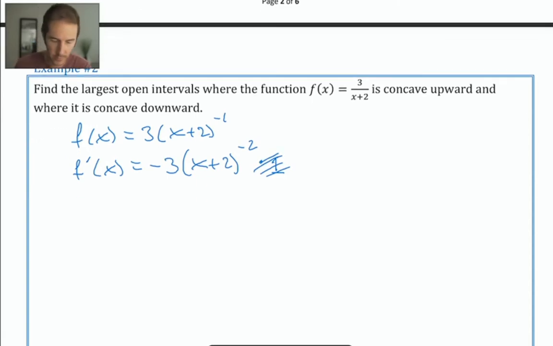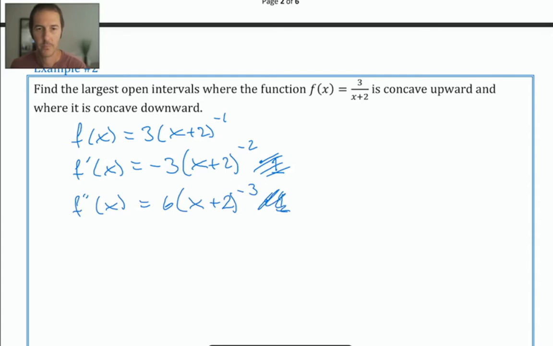Now let's find the second derivative. f double prime of x is equal to, take the exponent, multiply it by the coefficient. Negative 2 times negative 3 makes positive 6. Keep the inner function. Decrease the exponent by 1. Multiply by the derivative of the inner function. No one would actually write times 1. So this is our second derivative. We could rewrite this as 6 over x plus 2 to the third power.